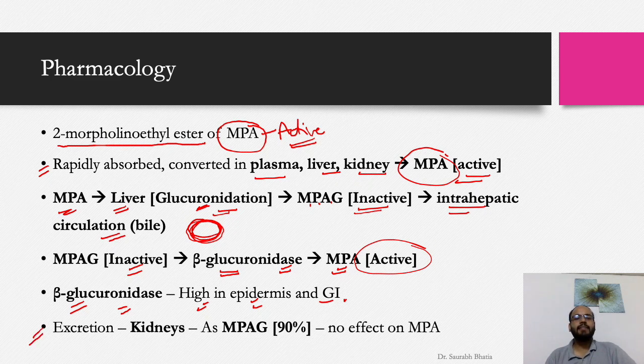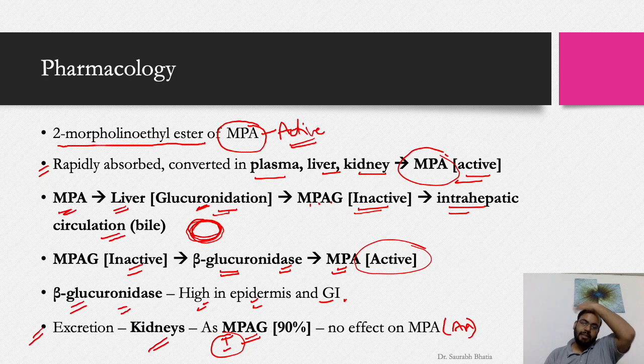The excretion takes place through kidneys, and more than 90% of excretion is in the form of MPAG. Now remember that MPAG is the inactive metabolite, so there is no effect on MPA or the active metabolite. That means that in patients who have kidney dysfunction, even mild kidney dysfunction, MMF becomes a very good drug. It is not nephrotoxic, so that is the second important point why MMF is a good drug in kidney patients, and it does not get excreted via kidneys as an active metabolite.